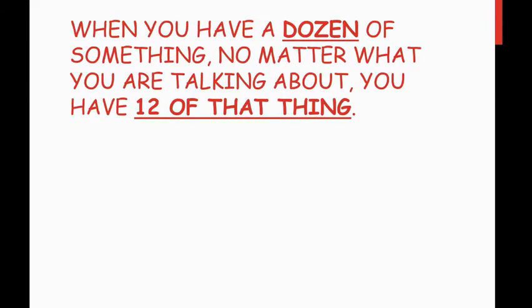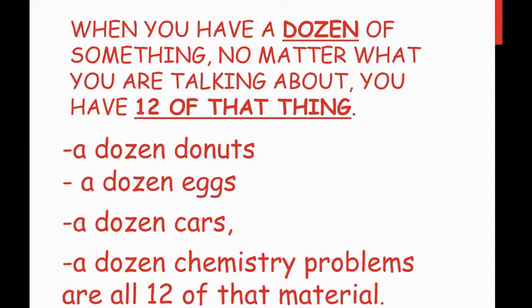When you have a dozen of something, no matter what you are talking about, you know that you have 12 of that thing. So if I have a dozen donuts, I have 12 donuts. If I have a dozen eggs, I have 12 eggs. If I have a dozen cars, I have 12 cars. And if I have a dozen chemistry problems, there are 12 chemistry problems.